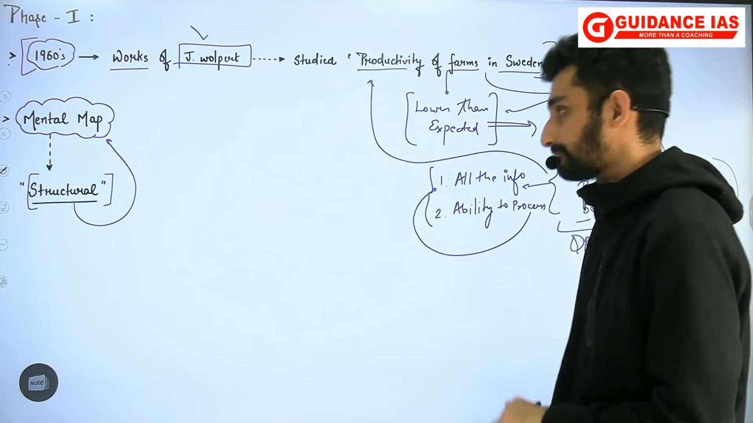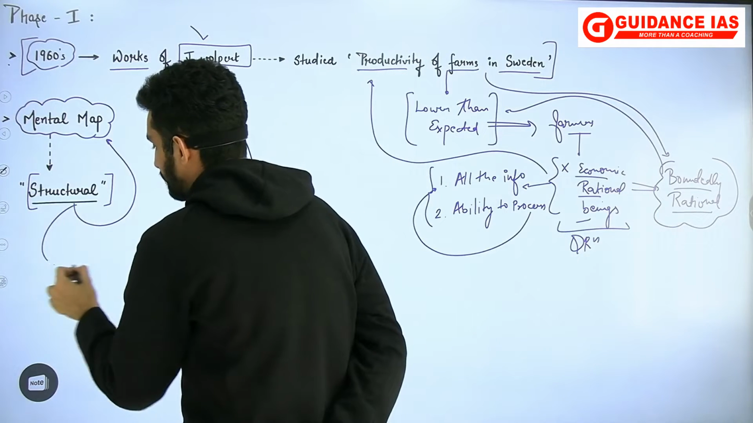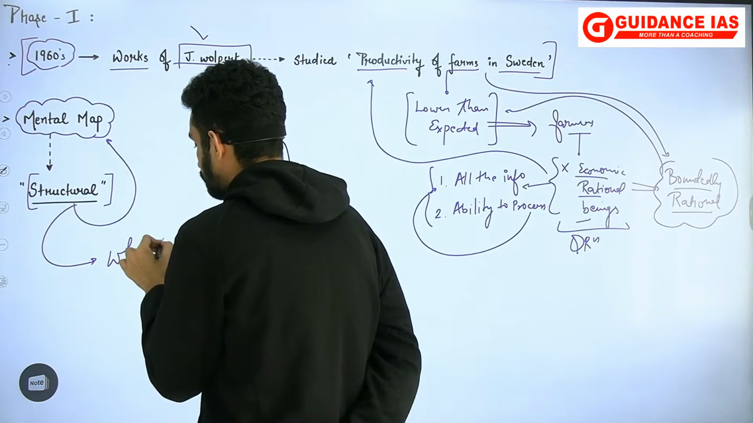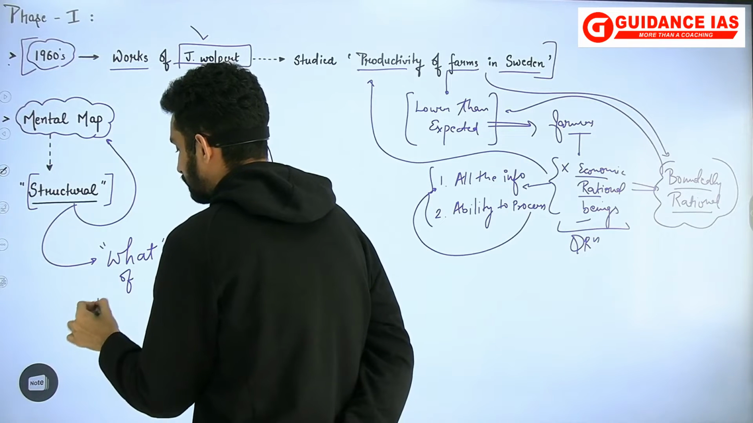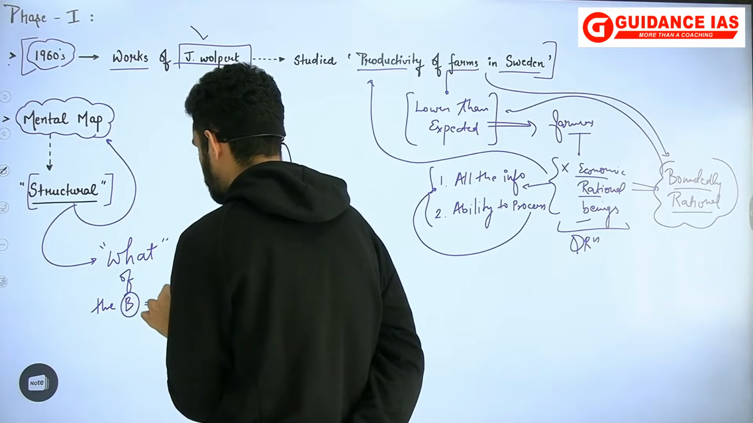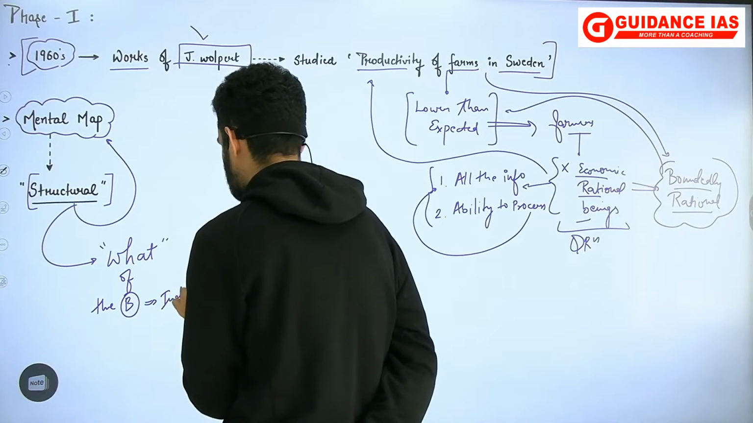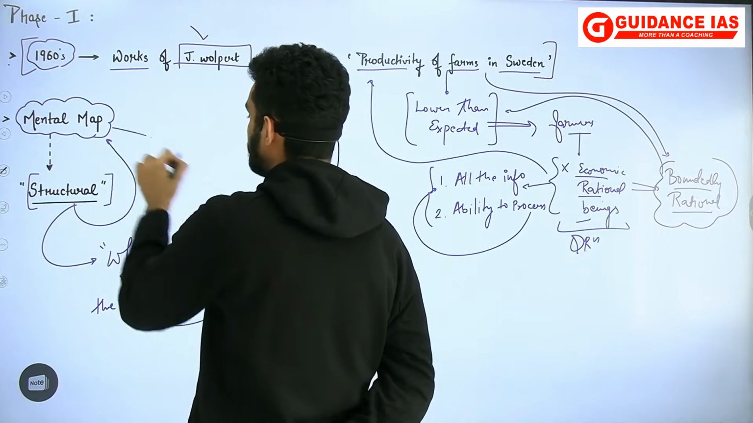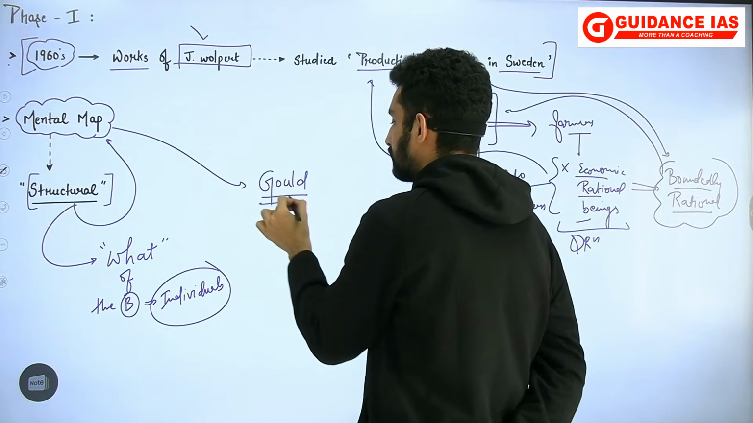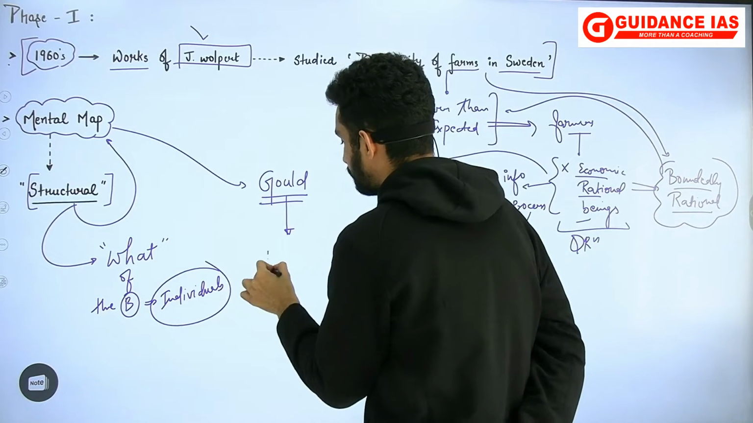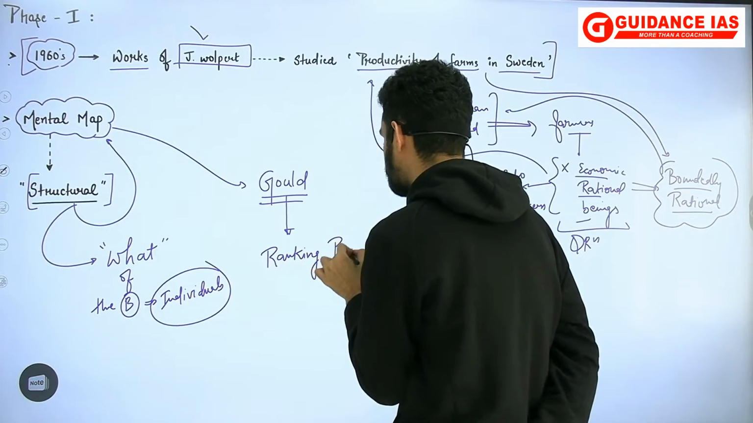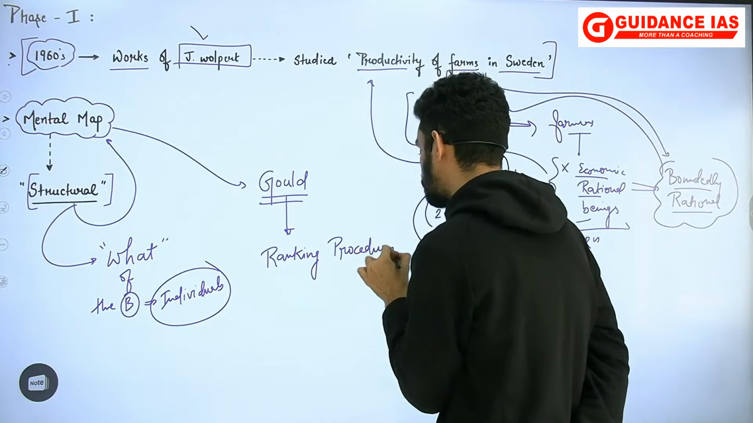Now what does this mean? Again, in structural mental mapping, what will we be focusing on? We will be focusing to study the what of the behavior of individuals or people or groups. So initially, the goal within this mental mapping was the technique of the ranking procedure method.